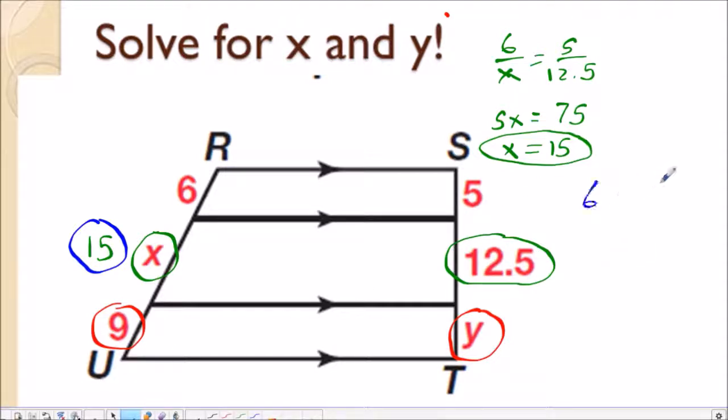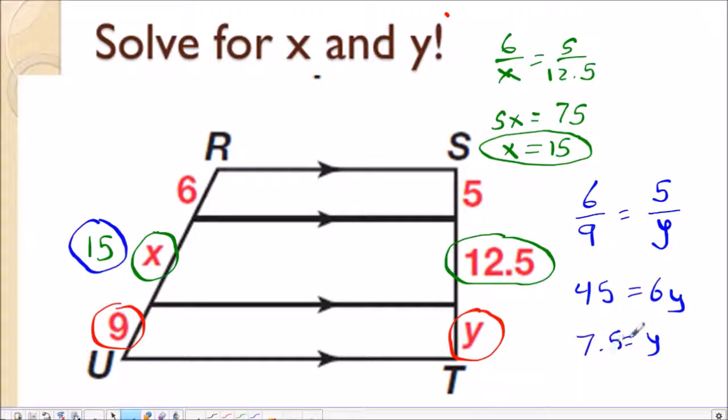Okay, so 6, 5, 9, y. Okay, and now let's run through this. So I get 9 times 5 is 45, and I get 6y, and we're going to do 45 divided by 6, and that gives me 7.5.